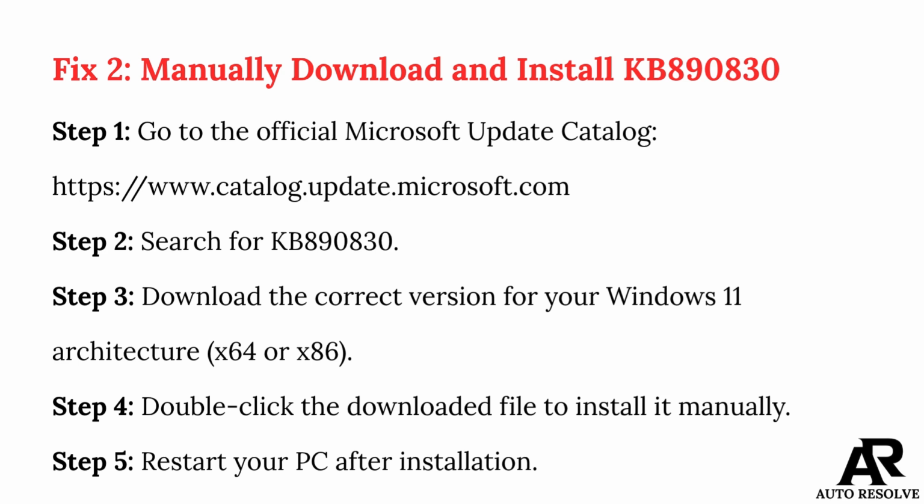Step 2. Search for KB890830. Step 3. Download the correct version for your Windows 11 architecture, x64 or x86. Step 4. Double-click the downloaded file to install it manually. Step 5. Restart your PC after installation.